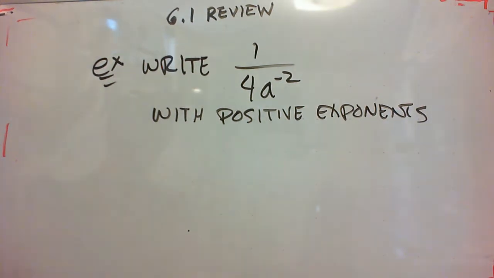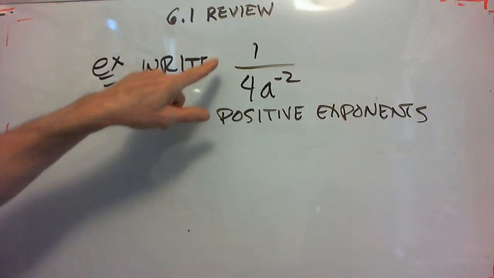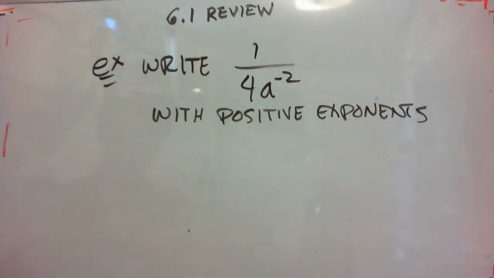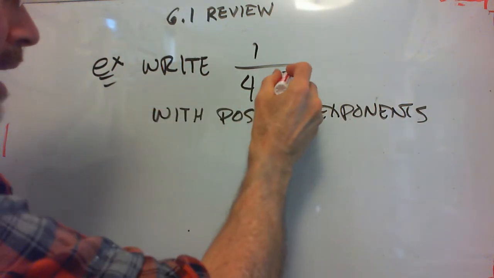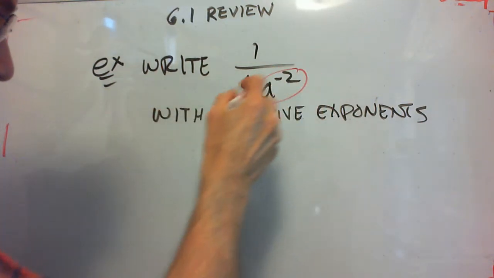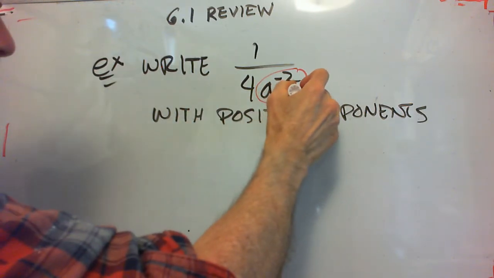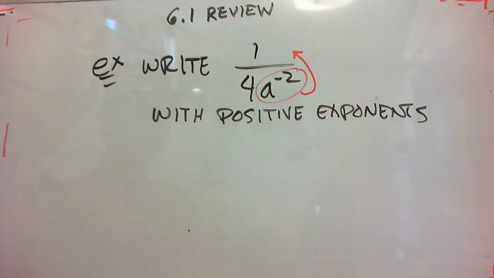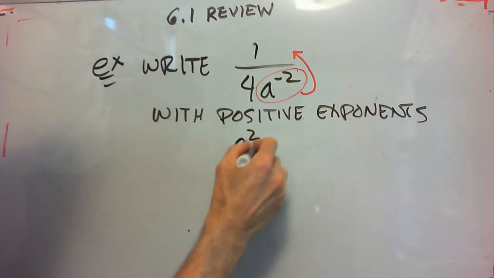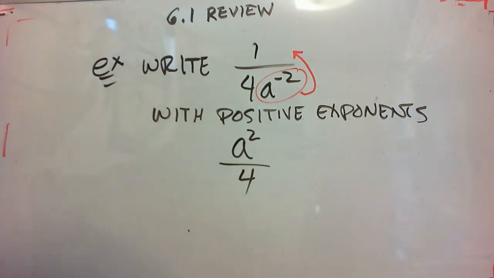So here's an example like number 7 of the homework. Write 1 over 4a to the negative 2 with positive exponents. Well, here, the 4 is not raised to the negative 2, only the a is. So invert, use the opposite power. We move the a to the negative 2 into the numerator and write it with a positive power. So our result here is a to the positive 2 over 4. And that's all you can do. So that's it.